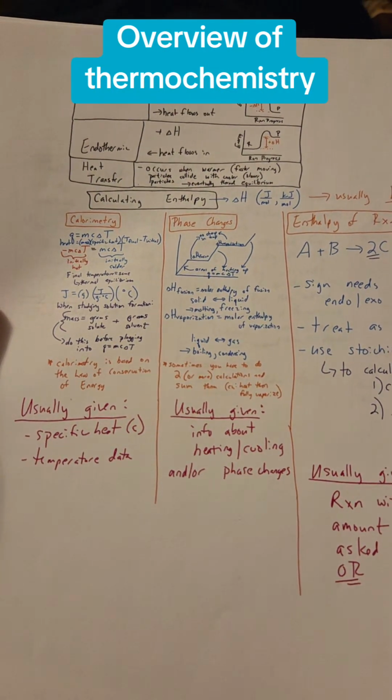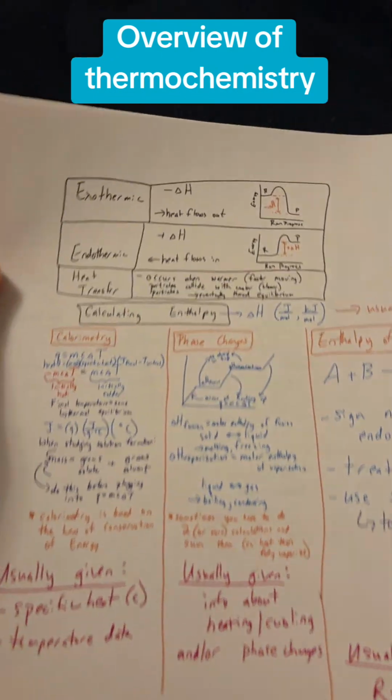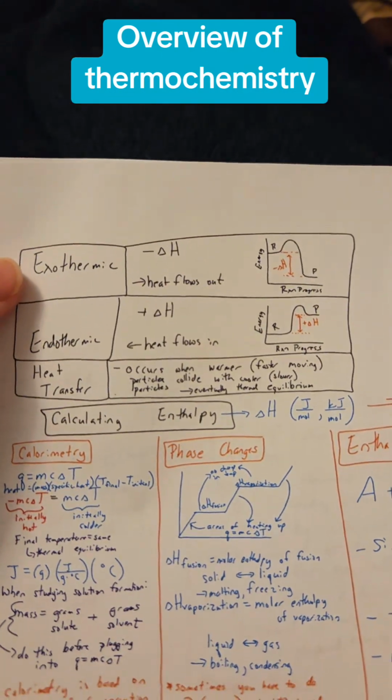I'm going to do an overview review of Unit 6 for AP Chemistry, which is thermochemistry. This will probably be a multi-parter. So let's start with a little bit of vocabulary.